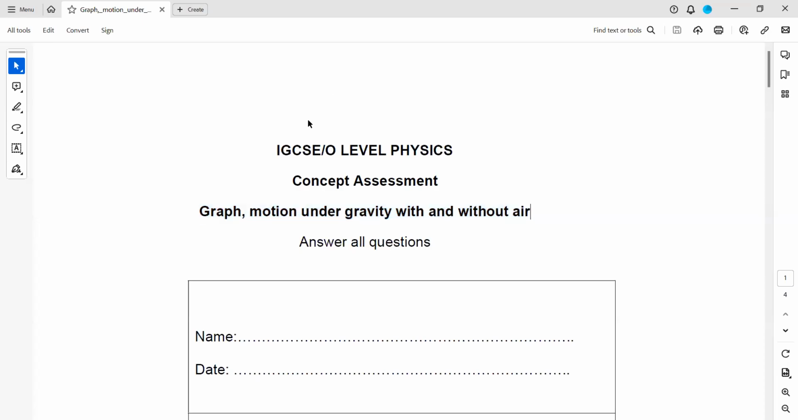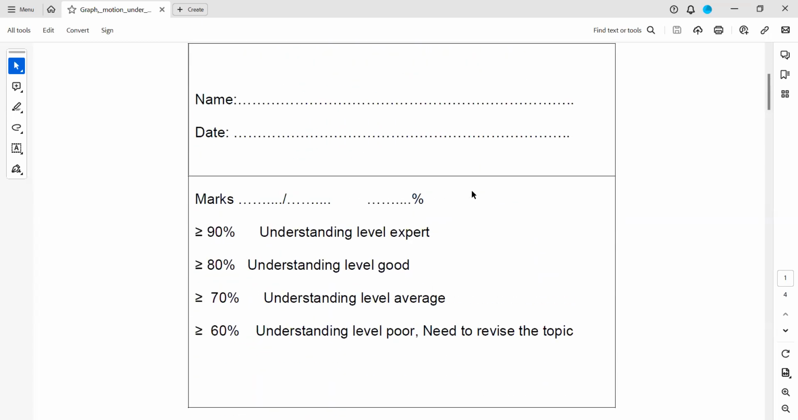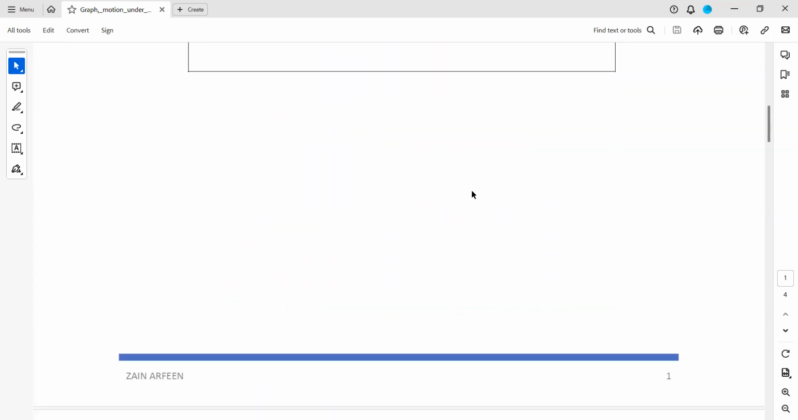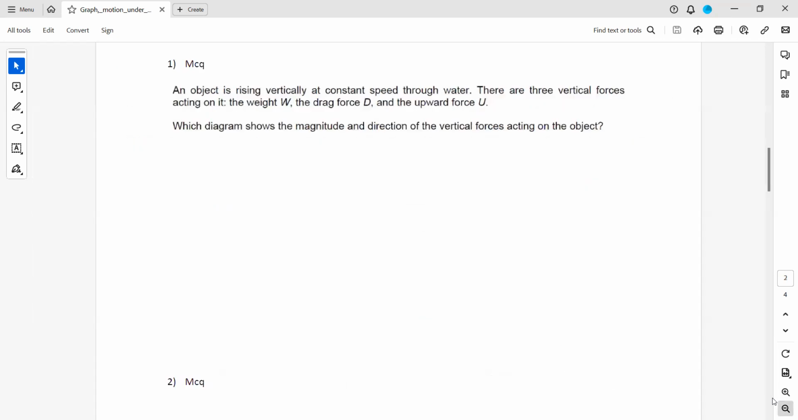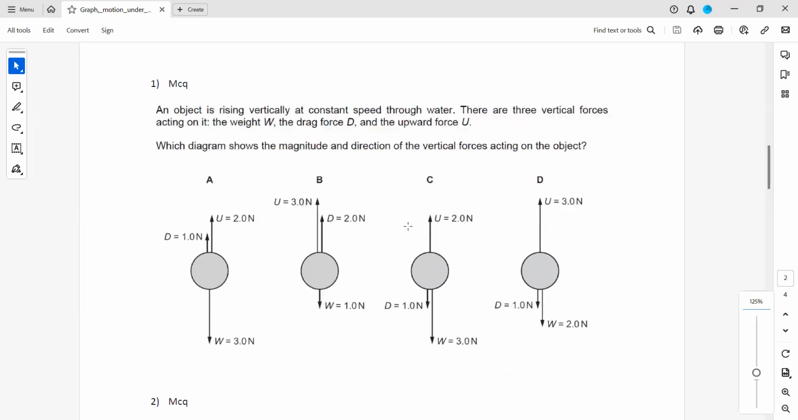So this was a pop quiz which was related to graph, motion under gravity with and without air resistance. The first question: an object is rising vertically at a constant speed. Look, whenever you see this statement, constant speed, what does it mean?